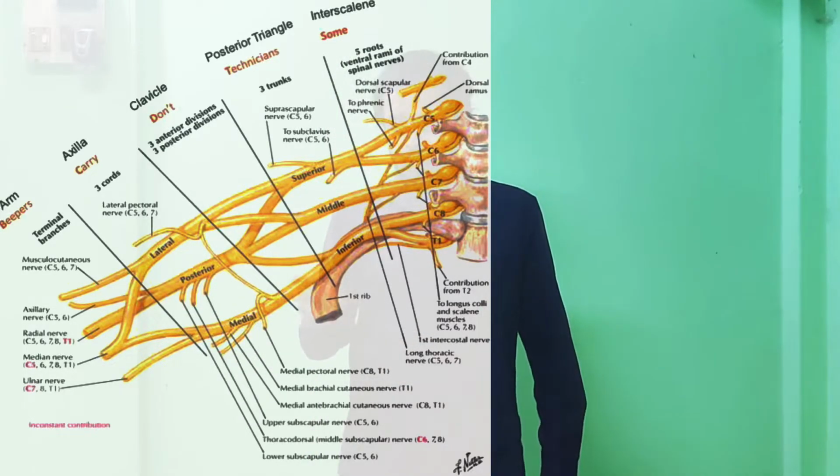So as you can see, this C5 and C6 together form one nerve, C8 and T1 form together one nerve, and C7 remains alone. C7 is like Sakht Londa.